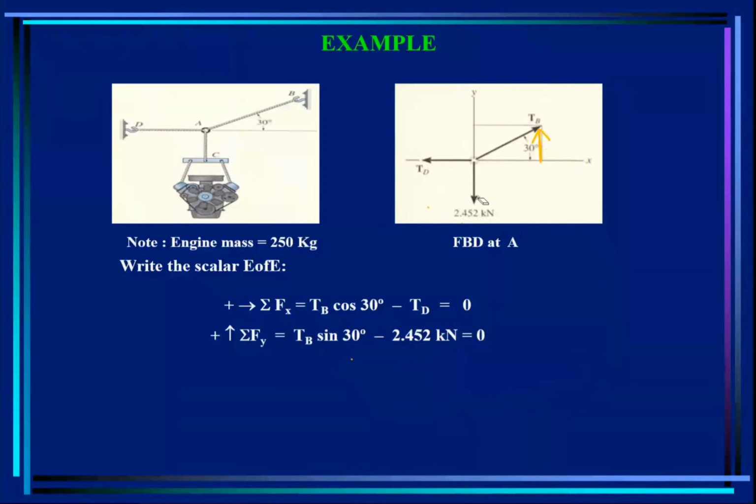How many unknowns we've got? We've got this unknown and this unknown here. Two equations, two unknowns. You calculate it, you get your answers out. Is that clear?